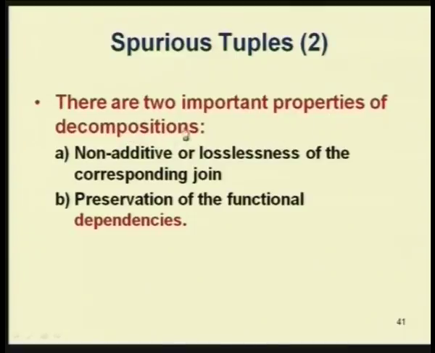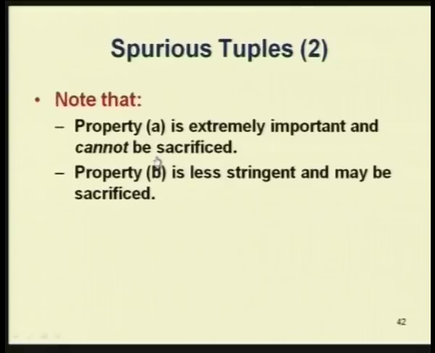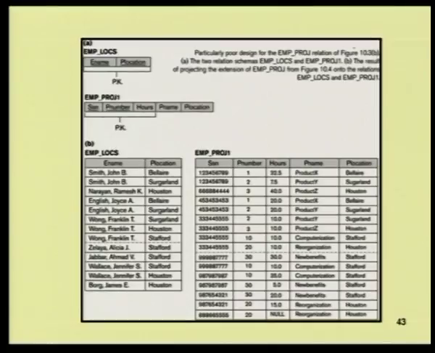So, there are two important properties of decomposition: non-additive or losslessness of the corresponding join, and preservation of the functional dependency. We have not discussed what a functional dependency is, but basically this is a guideline just to avoid spurious tuples. We will go into this later. Property A, that is losslessness, is extremely important and cannot be sacrificed. Property B is less stringent and it can be sacrificed.